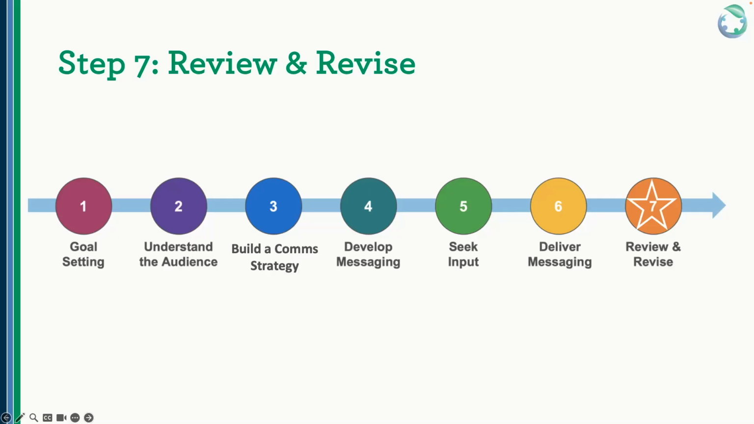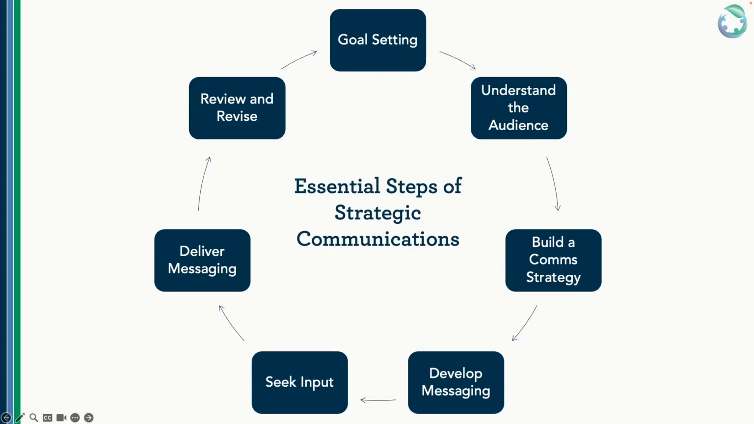From defining your goals and understanding your audience, to developing a communication strategy, crafting messages, seeking input and disseminating messages, continuous reflection and adjustment are essential. The 7 essential steps for strategic communications is not a linear checklist. It's an ongoing, adaptive, and iterative cycle. As you move through each step, new insights may emerge that prompt you to revisit your original assumptions, refine your messages, or shift your approach altogether.